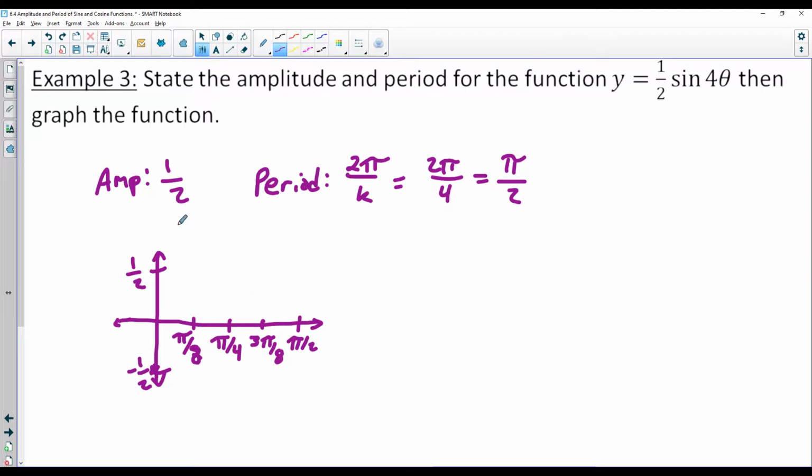And then we just follow our normal sine curve. We start there, go up, come down, come back up. And again, it's not going to be the prettiest on this tablet, but I think you guys get the point there.